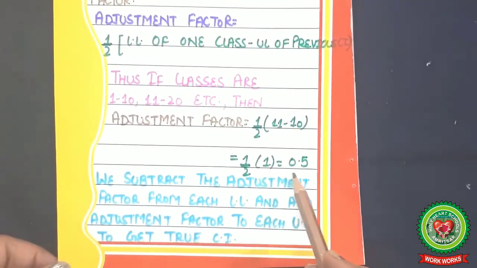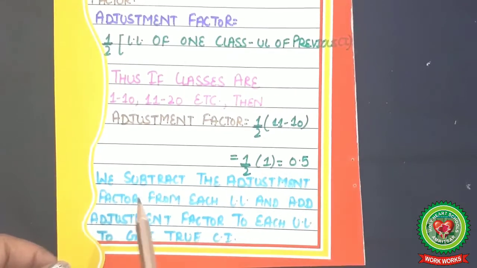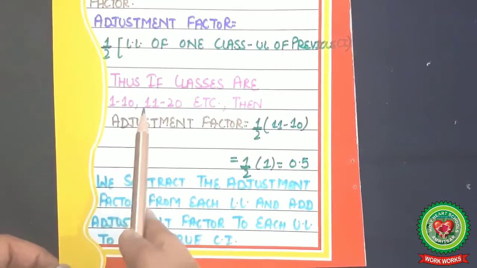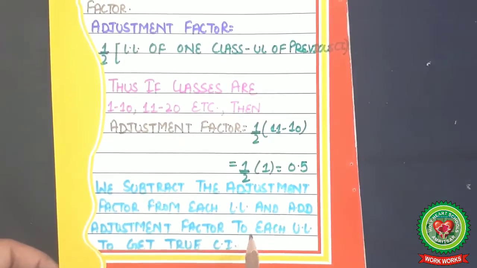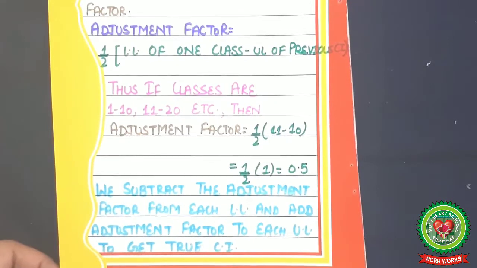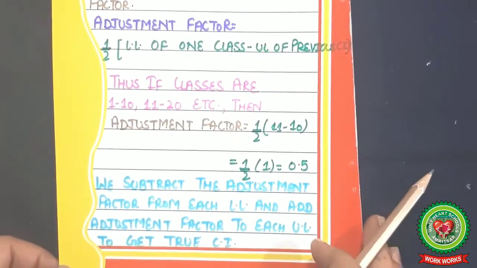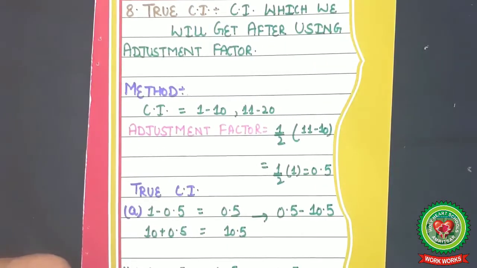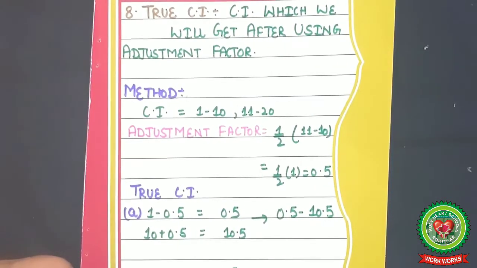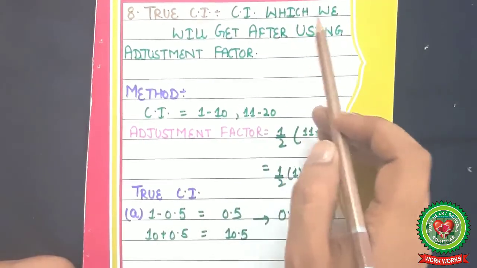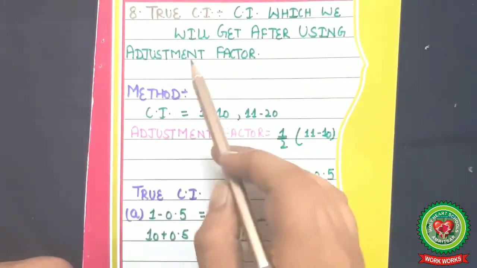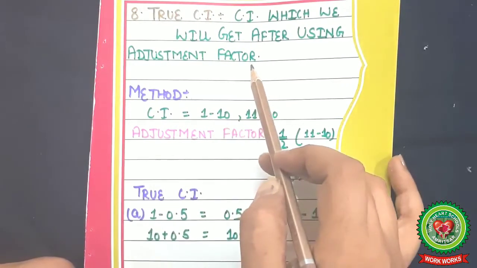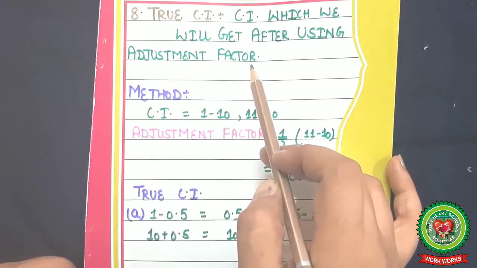Now we have got 0.5 as the adjustment factor. We will subtract this adjustment factor from each lower limit and add the adjustment factor to each upper limit. See the method of how we will add and subtract to get true class intervals. Now the question is, what is a true class interval? A true class interval means the class interval which we get after using the adjustment factor, that is, after the procedure of addition and subtraction.